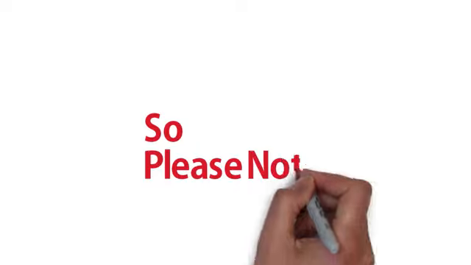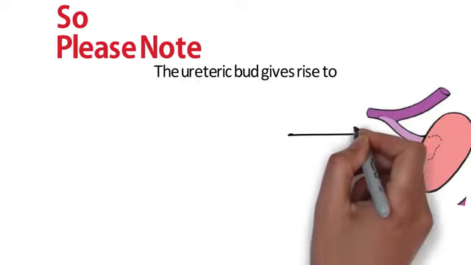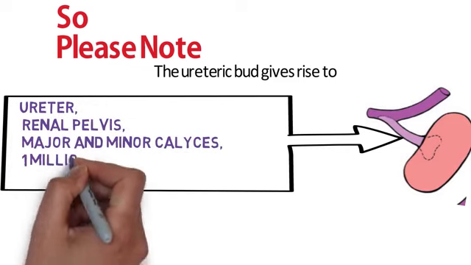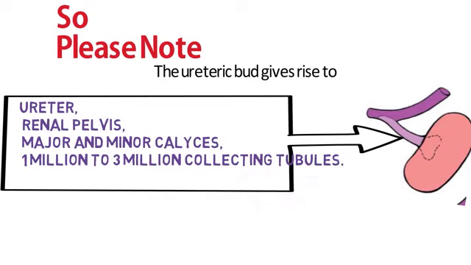Okay, so please note at this point, the ureteric bud gives rise to number 1, ureter, number 2, renal pelvis, number 3, major and minor calyces, and the last one, 1 to 3 million collecting ducts of nephrons. So the ureteric bud forms 4 structures. Number 1 is ureter, number 2 is renal pelvis, number 3 is minor and major calyces, and the last one is 1 to 3 million collecting ducts of nephrons.